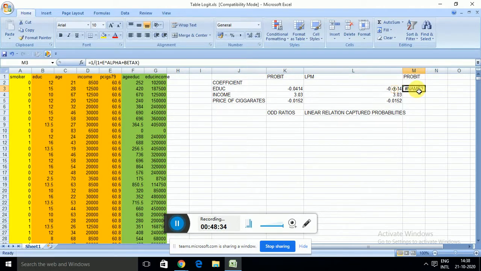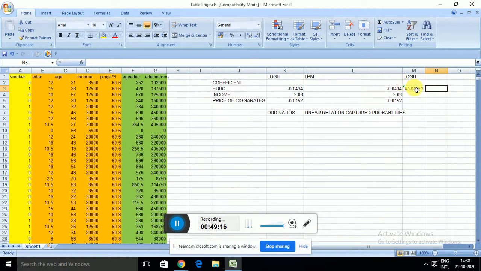Now let me explain what is alpha. E is my exponential. This e is coming because I have taken a Logit and Probit model. In case of Logit, this is the formula for conversion, and if you want to dig deeper to understand the mathematical formula, we can have a chat later. But for the time being, let me show you how you actually convert this.